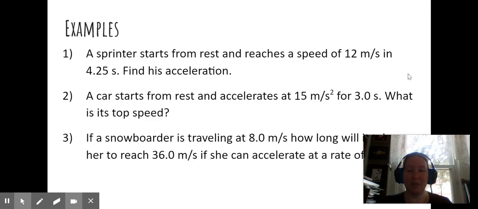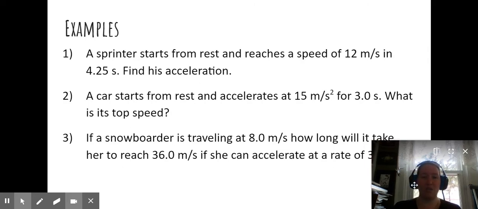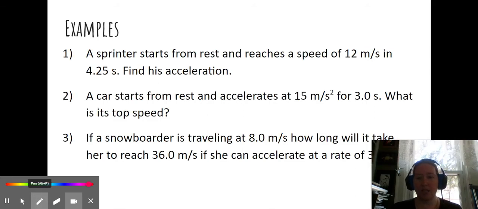Okay, so there are some examples here, and we can work a couple of them just so that you can see what to do. We have a sprinter that starts from rest and reaches a speed of 12 meters per second in 4.25 seconds. Find the sprinter's acceleration. When we're starting with problems like these, one of the things that I like to do is write down my givens, write down what I know, and then write down what I'm looking for. That can help me either find the right equation or figure out what else I need in order to find the answer. It's also nice to draw a picture sometimes. When problems are more complicated, drawing a picture is super helpful.